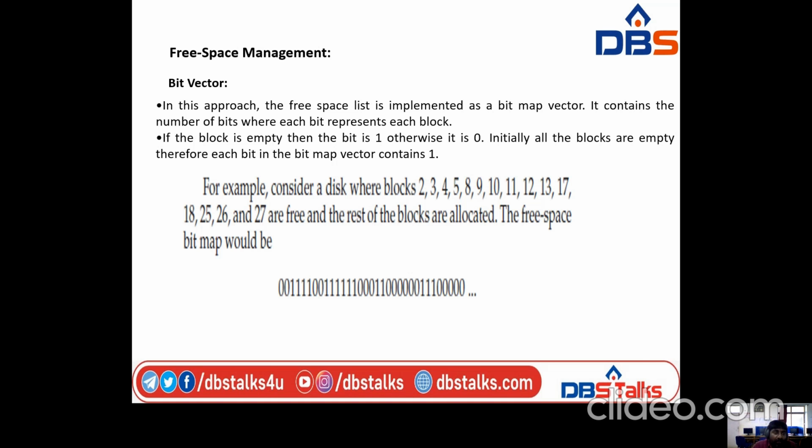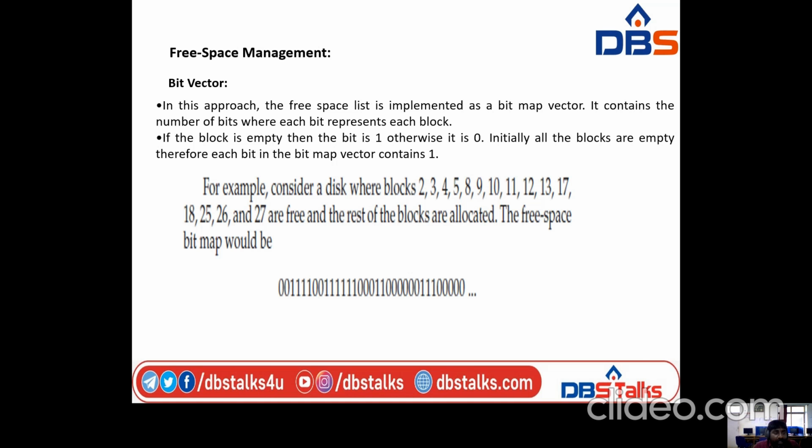Again after 5, 8 is free, which means 6 and 7 are already allocated. So in order to represent 6 and 7, again two zeros, because block number 6 and block number 7 are allocated. In order to represent the allocation of a particular block, we are going to use the bit value 0. Next one is continuous 8, 9, 10, 11, 12, 13.